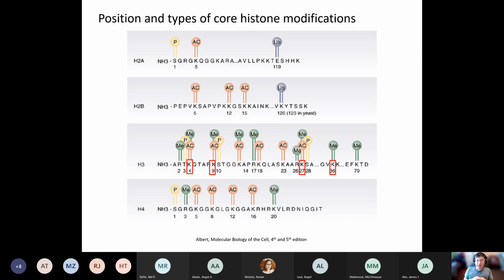The lysine has a long side chain. Remember, it's like four copies of CH2, and at the end you have an amino group. So it's a long arm there, and it ends up with a positive charge. So phosphorylation and acetylation will neutralize that positive charge, making that part become negative.